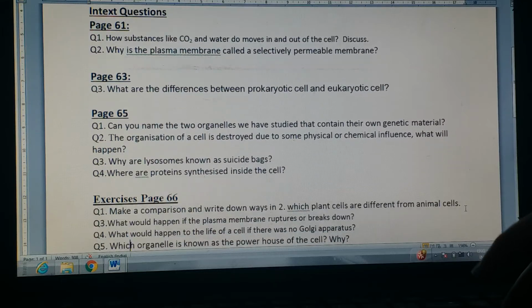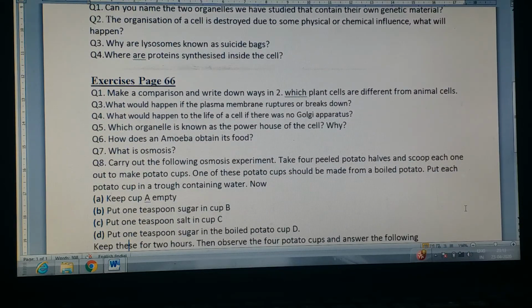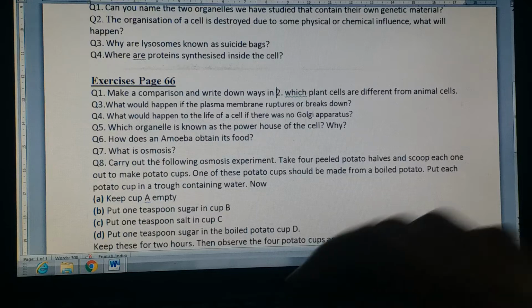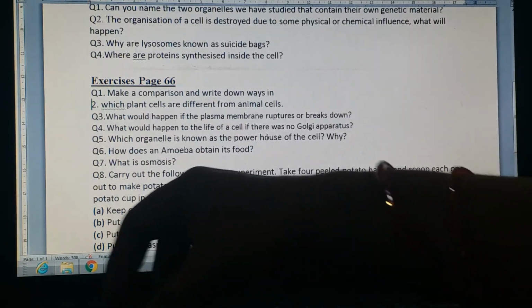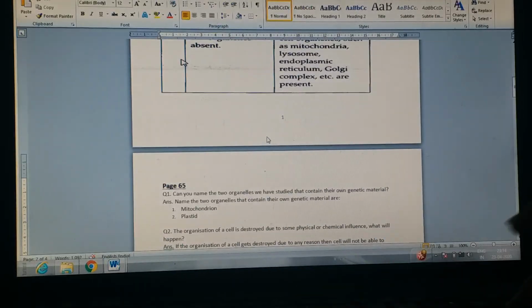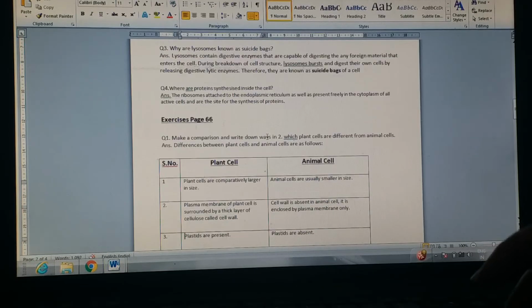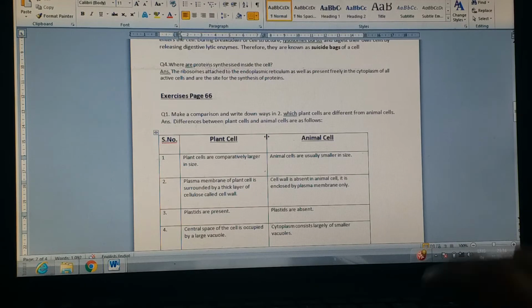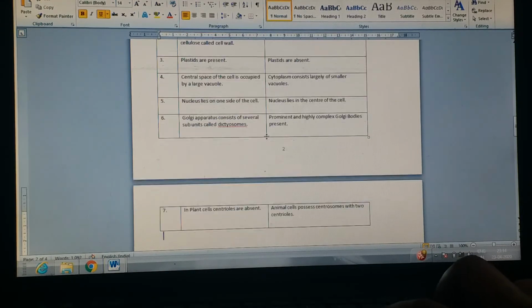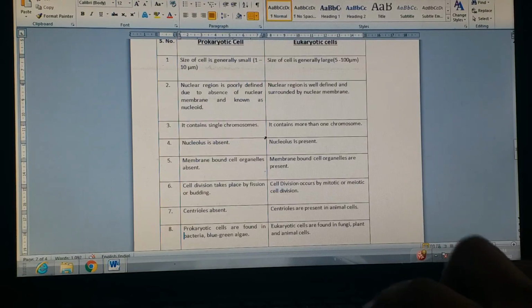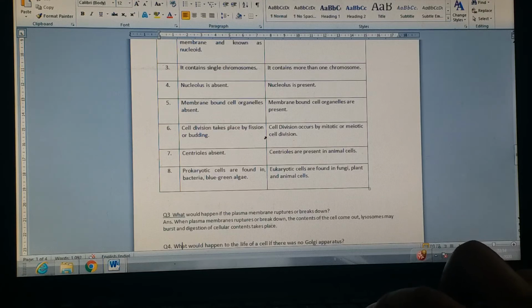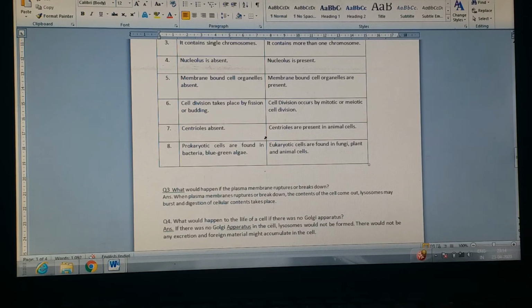Now these are the exercise questions. You have to write the comparison between the plant cell and the animal cell. Plant cell and animal cell I have already discussed in the last chapter. You will write from there. And prokaryotic and eukaryotic we have already discussed in the same class. And now, what happens when the plasma membrane ruptures or breaks down?